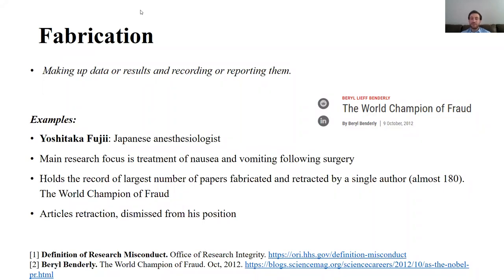After several years of fabrication, all his papers were retracted and he was dismissed from his position. So this is a very serious issue. It's not always captured, but if it is, it leads to major problems.